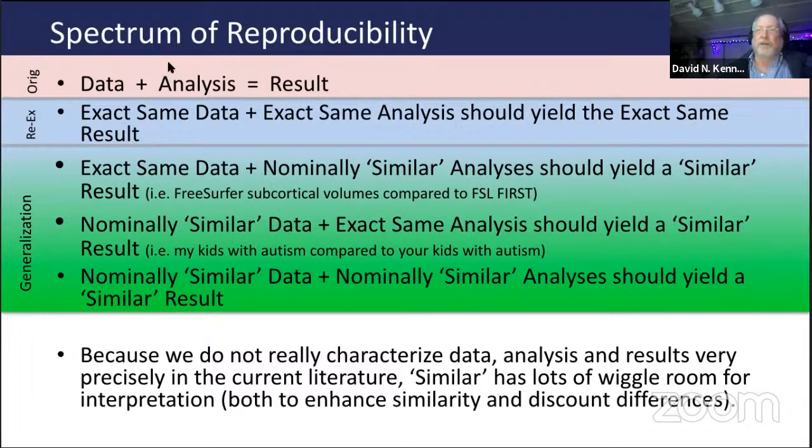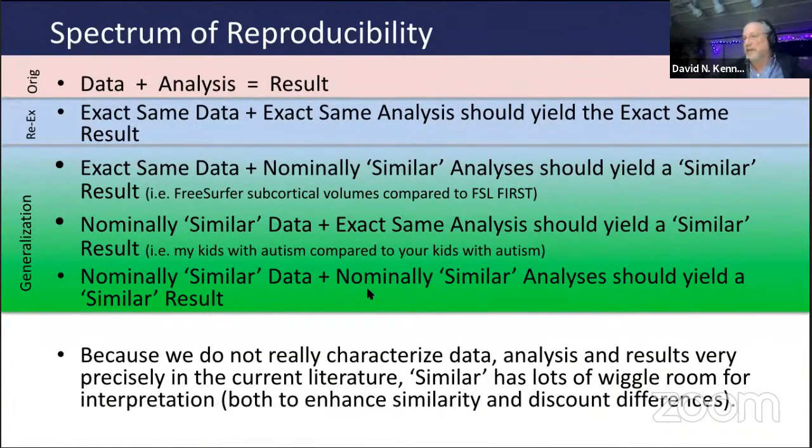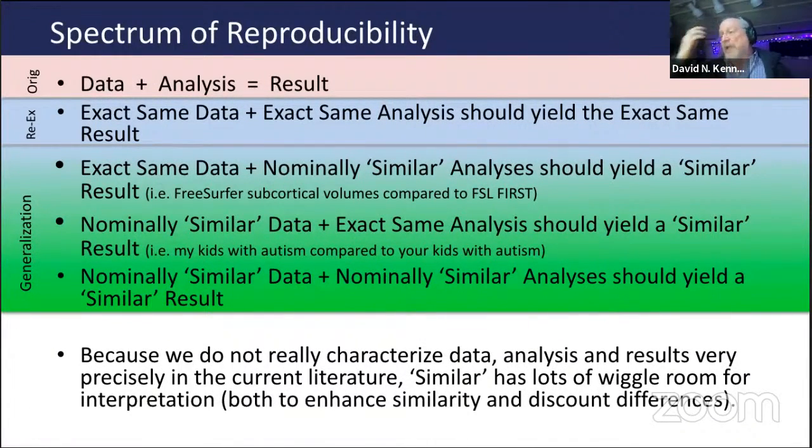But we'd like to be able to do that in a systematic way, and not as we do right now, where we have my paper and we have your paper, on similar data and similar analyses, but we can't rationally understand the differences when I don't replicate, which often happens. This is because we don't really characterize our data and our analysis and our results very well in our current literature. And this idea of similar has lots of wiggle room in how one can use that for their own purposes.